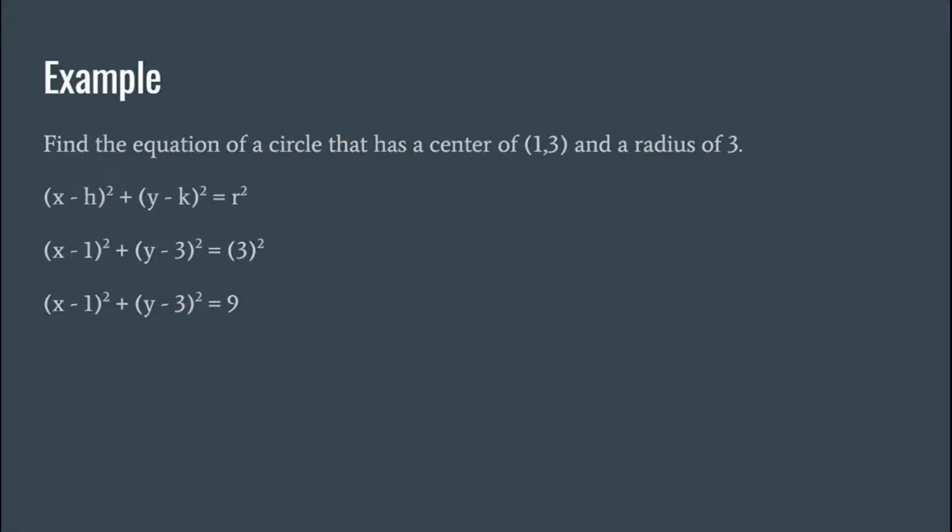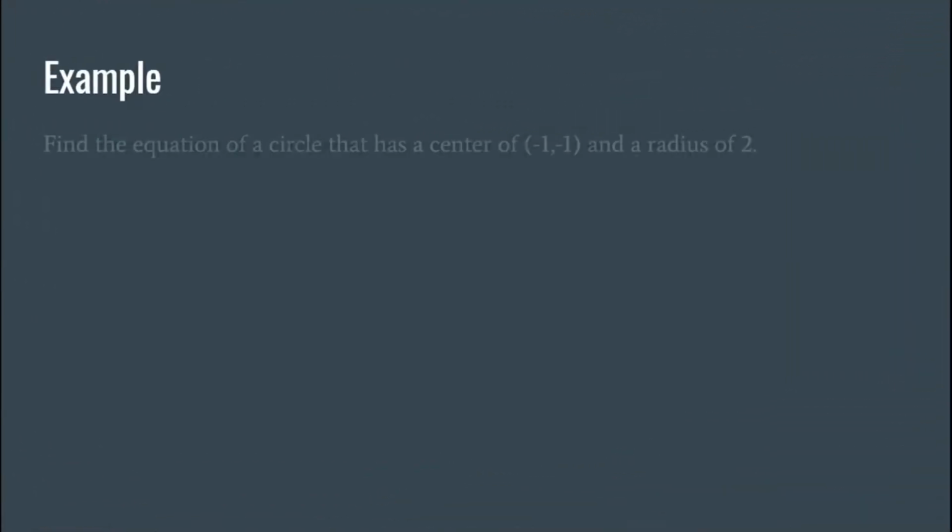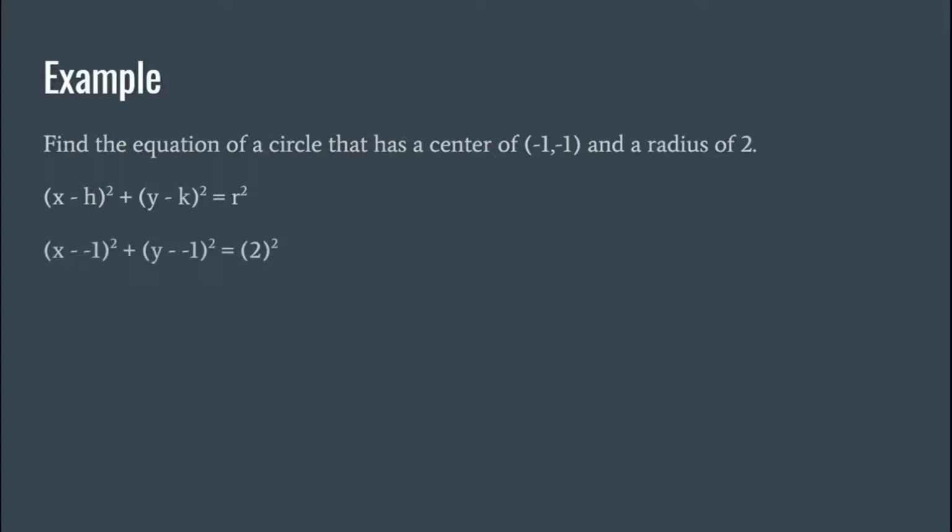Let's take a look at another example here. This time we have a center at (-1, -1). The radius now is 2. So we're going to start off again with the standard form of the circle. We're going to substitute in all of our values, h, k, and r. Here again, you want to simplify your constant, and you don't want to leave this as a minus negative. You want to simplify those signs, like so.